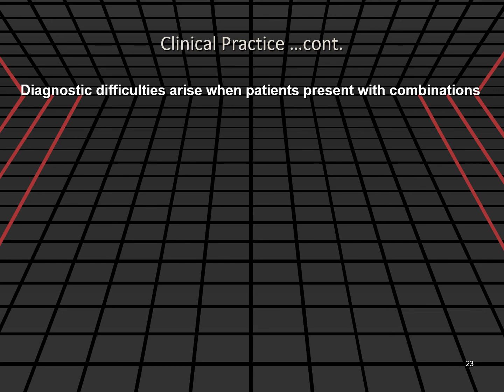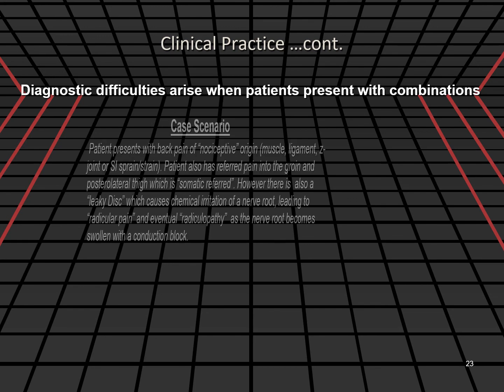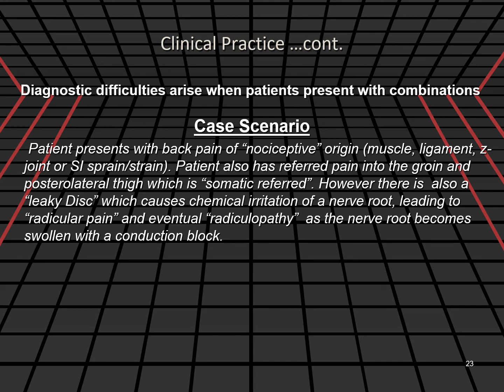All right, so diagnostic difficulties arise when patients present with combinations, and they will. And we cannot always zero in, but we do our best. So here, patient presents with back pain of nociceptive origin, right? Maybe they strained a muscle. But the patient also has referred pain into their groin and into the back of the thigh, and that's somatic referred. However, he also has a leaky disc, which is causing chemical irritation of the nerve root, leading to radicular pain. Radicular pain typically has an inflammatory component associated with it, and if it stays that way long enough, you're going to get a conduction block, and it's going to turn into a radiculopathy because the nerve root is now swollen. Wow. So don't let it confuse you. You can actually have all four at the same time.